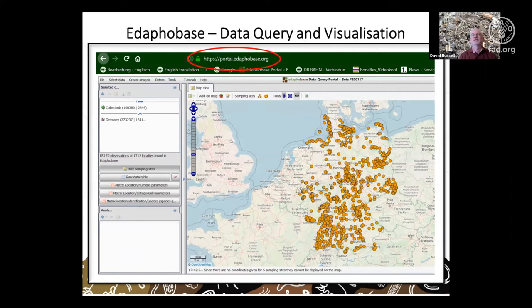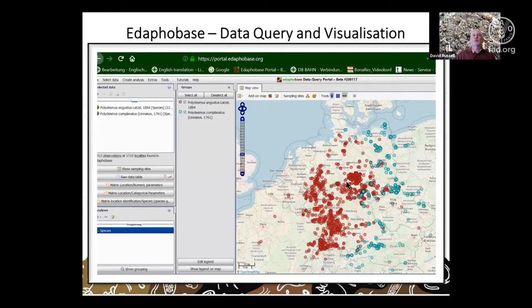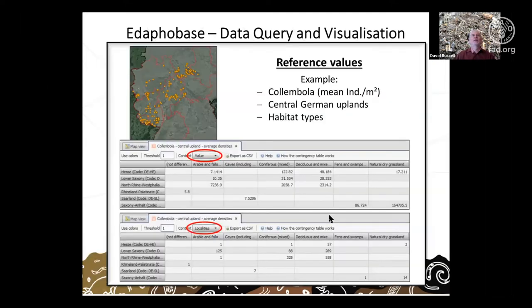Any database worth its salt must be able to map data, of course, the data points that are available. But these can be differentiated, for instance here, according to species, two closely related species that are showing obvious phylogeographical, in other words, evolutionary distribution patterns. These mappings can also be differentiated according to habitats or to soil parameters, et cetera.